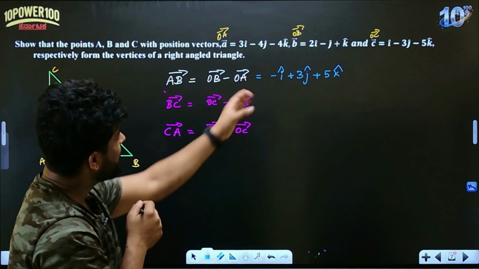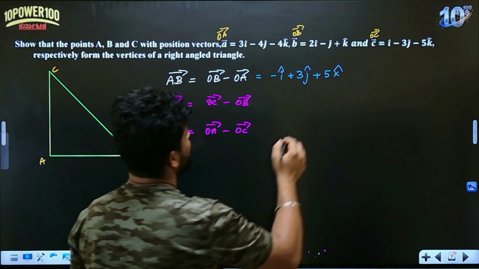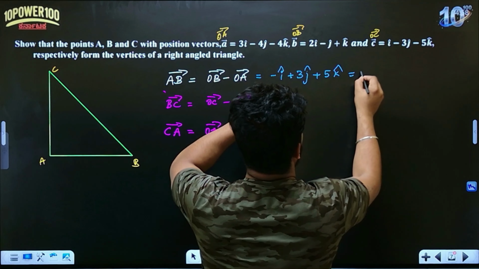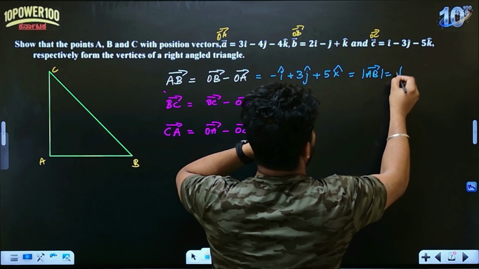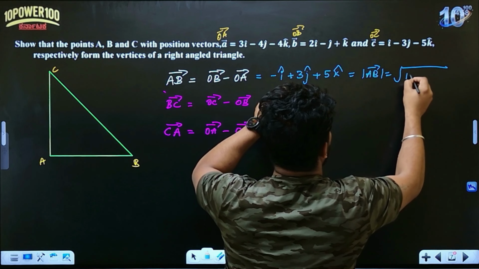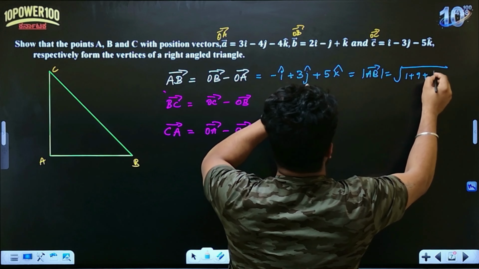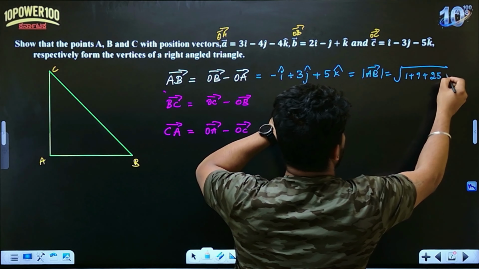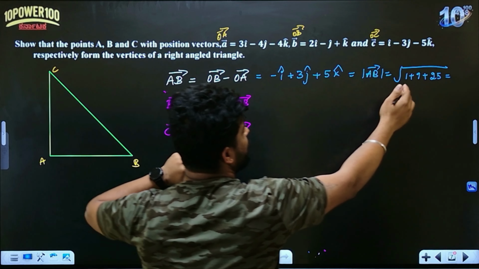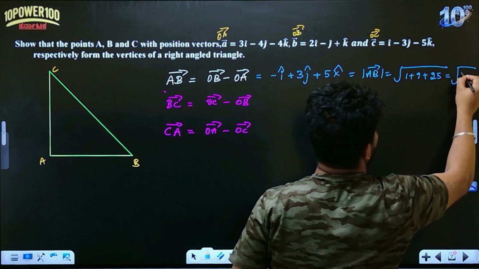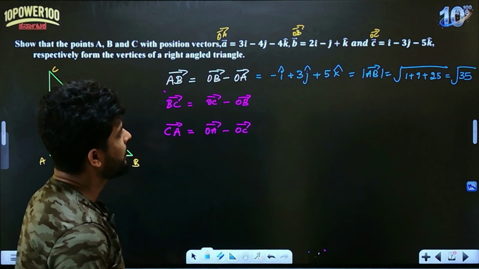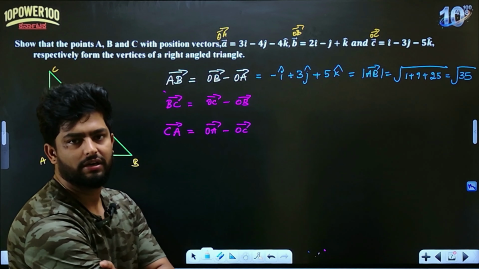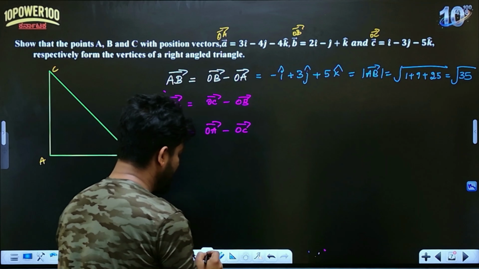Now don't find its magnitude right now. So what is the magnitude of vector AB? The magnitude of vector AB is equal to square root of 1 plus 9 plus 25, so 1 plus 9 plus 25, 10 plus 25 is root 35. Root 35, correct? So 10 plus 25, root 35. Okay, next, let's do the same thing here also.